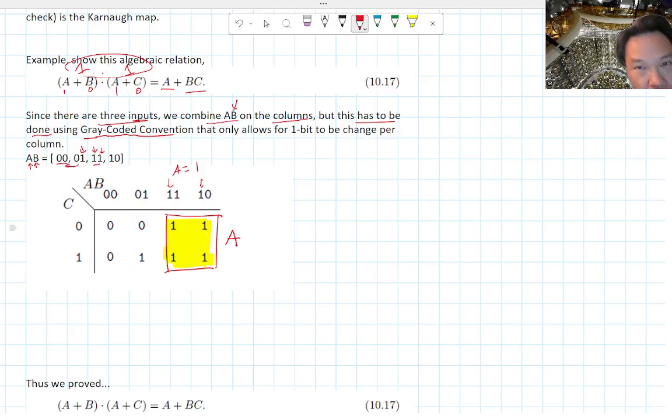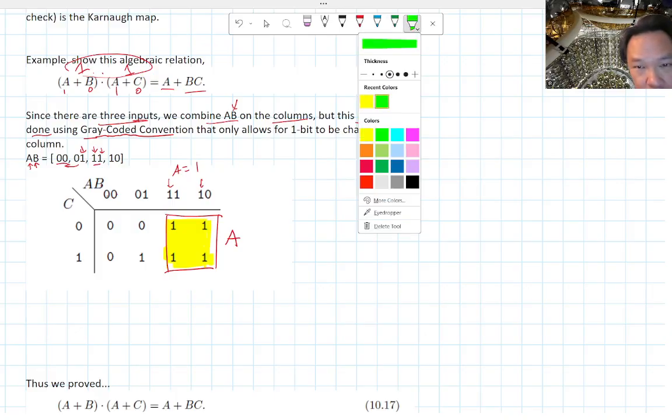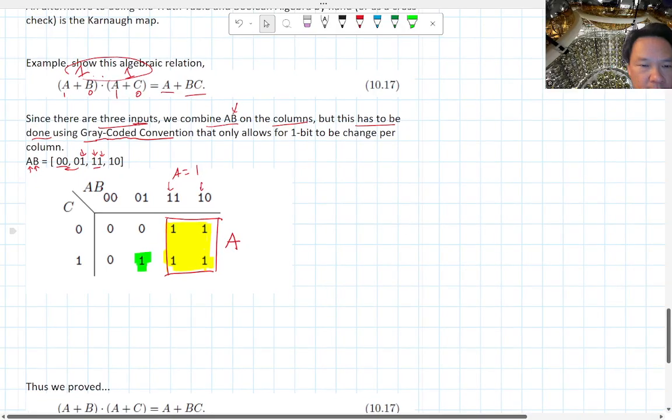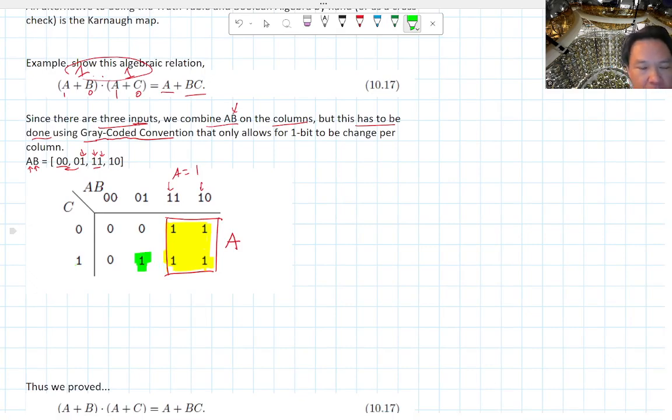The other pattern we see is that there's something going on. There are also some 1s here, and green, there's also a 1 down here. Well, 1 by itself can't really show a pattern. What's special about that is that this is on the bottom row, so that means C is equal to 1.